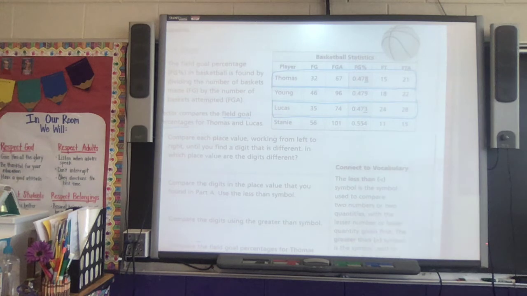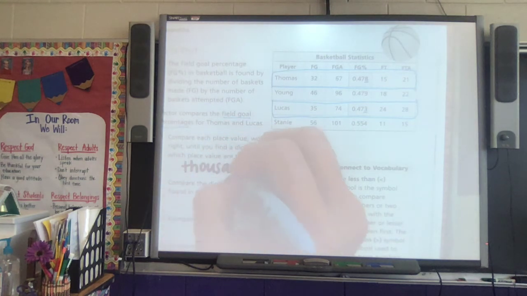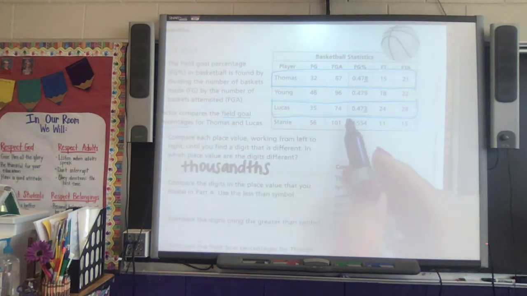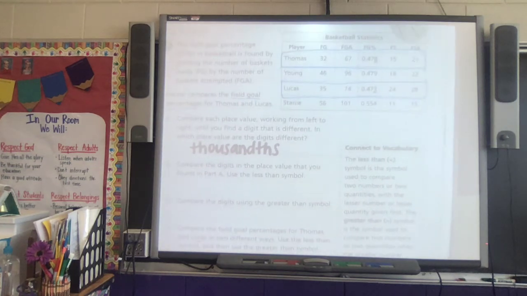So in which place value are the digits different? We just saw that they're different not until the thousandths. And that's how we do it. We read through, we do what it says. Okay, let's look. Compare the digits in the place value you found in part A. Use the less than symbol. Alright, so it wants us to compare those saying less than.